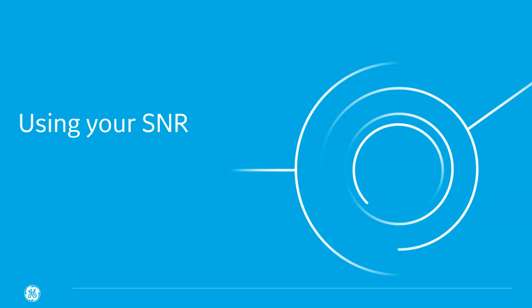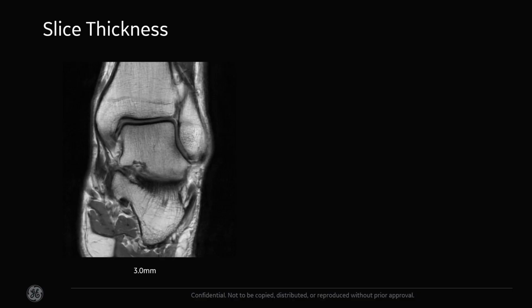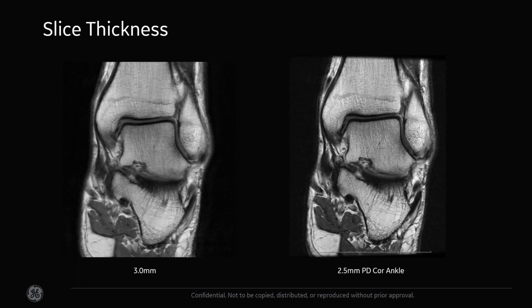So I'm going to finish today talking about simple ways to improve your image quality purely by analysing the signal to noise available to you in your current imaging. Sometimes small changes to 1 or 2 parameters can have significant effects in improving image quality. If we look at this PD coronal ankle acquired at 3 millimeters thick, we can see that there's quite a lot of signal to noise still within that image. No other parameters were changed, simply reducing the slice thickness down to 2.5 millimeters thick without changing anything else has resulted in a significant improvement in image quality, including the beautiful trabecular detail as shown here.